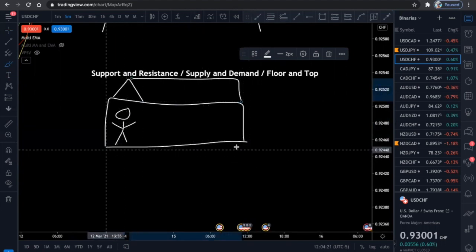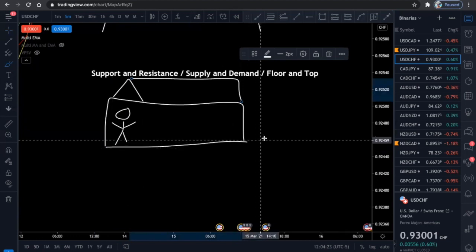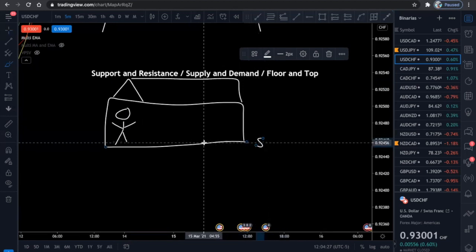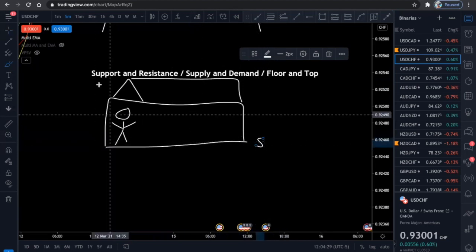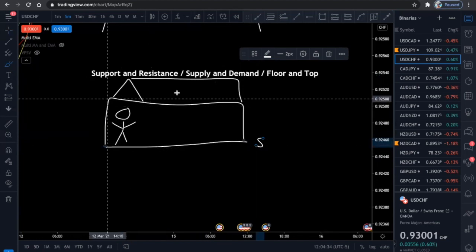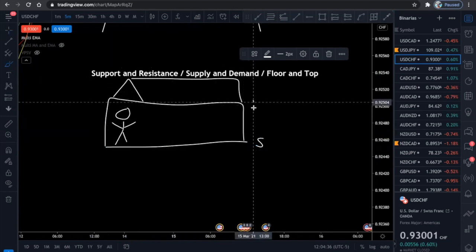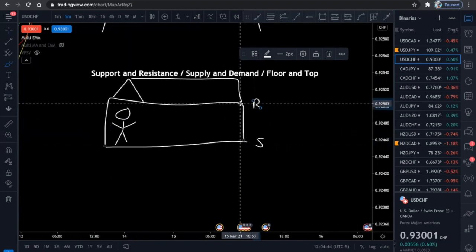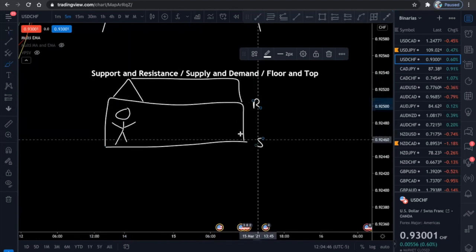And you are on your first floor. So this here is your support. Your floor is your support. And you have a resistance here. You see, your roof is your resistance. So you have a floor and you have a ceiling.